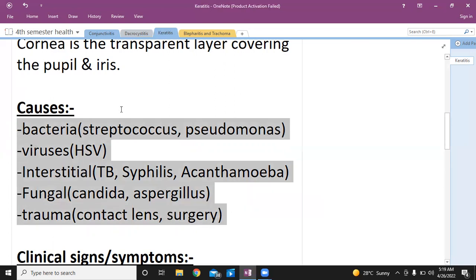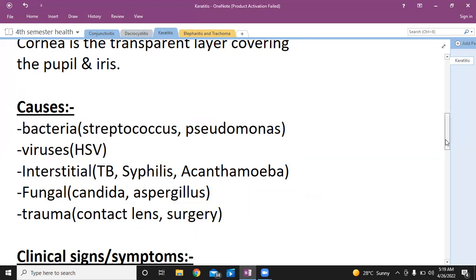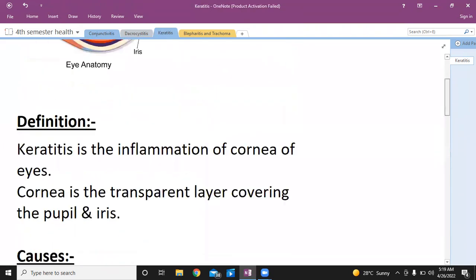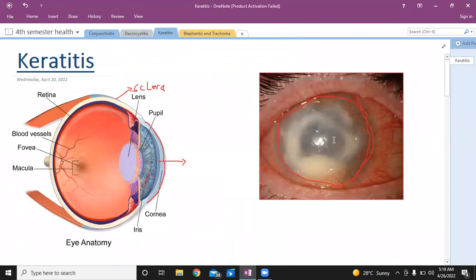But these are the causes that are very, very important. You have to know about bacterial keratitis, viral keratitis, and fungal and interstitial keratitis. Okay, you do not have to skip these things. You have to take them into consideration and know about them. So this was just an example of keratitis. It may be bacterial keratitis because there is some kind of pus formation and some kind of blurred vision. So a typical example of keratitis. Okay, this is just for your information.